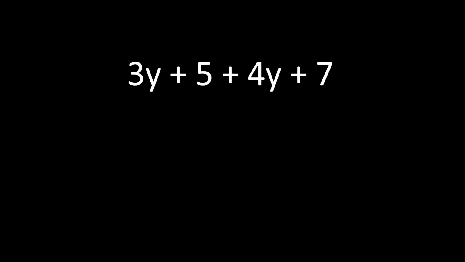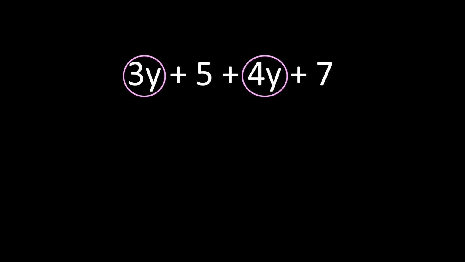In this example, we're going to simplify the expression 3y plus 5 plus 4y plus 7. And I'm going to start by looking for those like terms. And I like to circle or box or color code or do something so that they're easy to find. So first I have 3y. So I'm looking for anything else in this expression that has y for a variable. And I see 4y here.